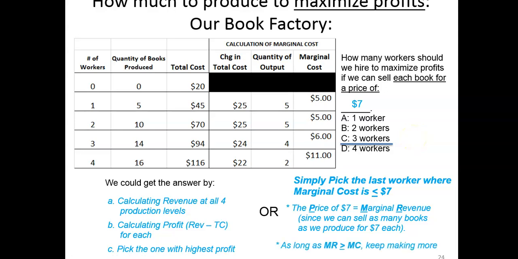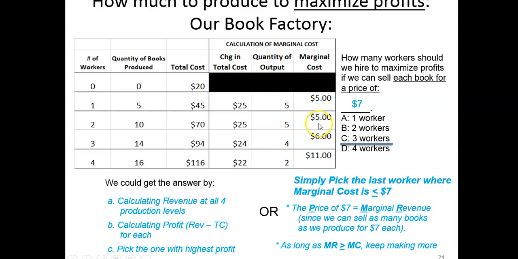So we want to basically keep producing as long as marginal revenue, which in this case is the price of $7, is greater than or equal to marginal cost. Well, if we hire 1 worker, marginal revenue is the $7. Marginal cost is 5. So yep, I'm going to hire them.